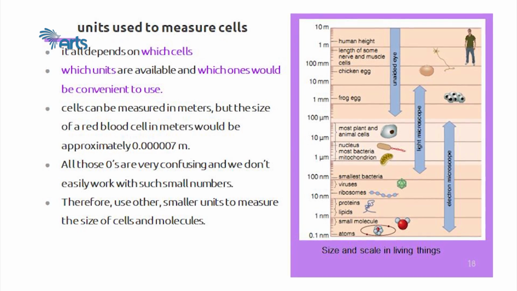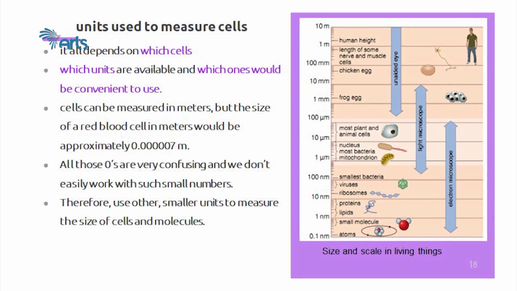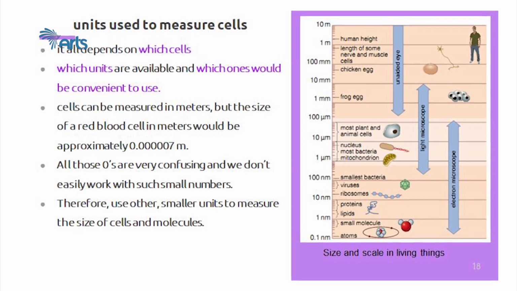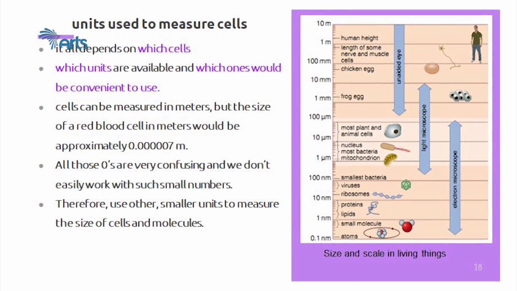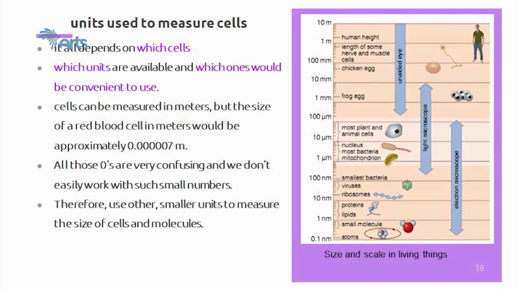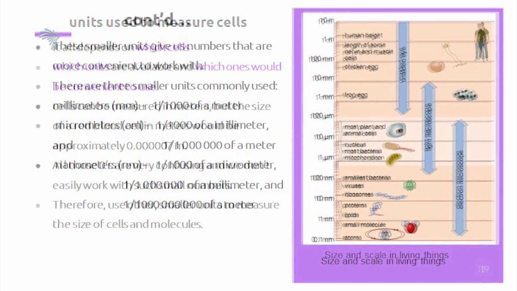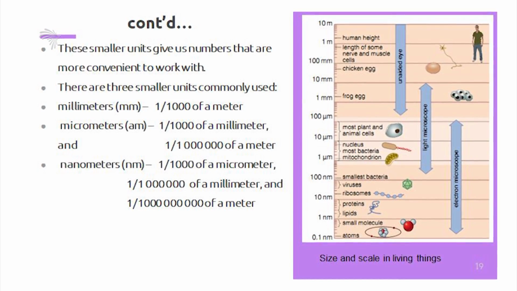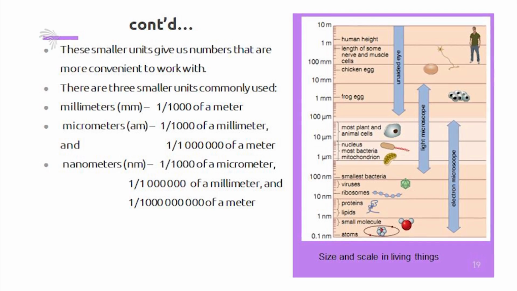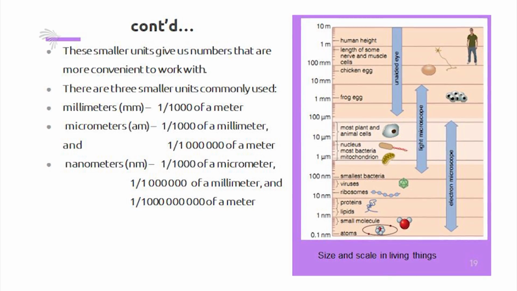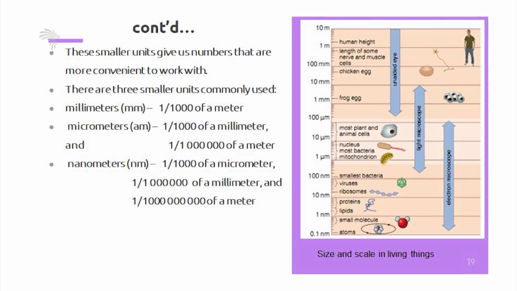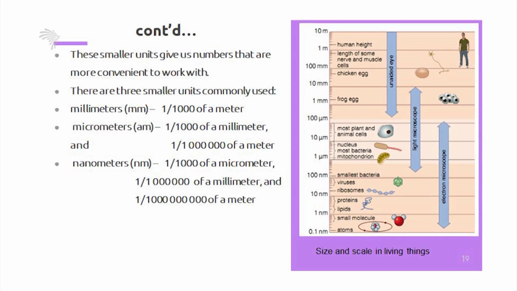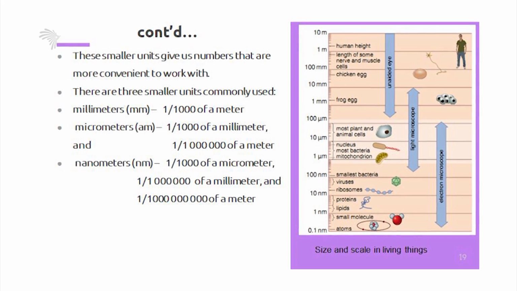All the zeros after the decimal are very confusing, and we don't easily work with such small numbers. Therefore, we use other smaller units to measure the size of cells and molecules. Here on the slide you have different sizes of cells. The smaller units give us numbers that are more convenient to work with. There are three small units commonly used: the millimeter, micrometer, and nanometer. These are convenient units to measure the size of the cell, and you can see the figures on the slide.